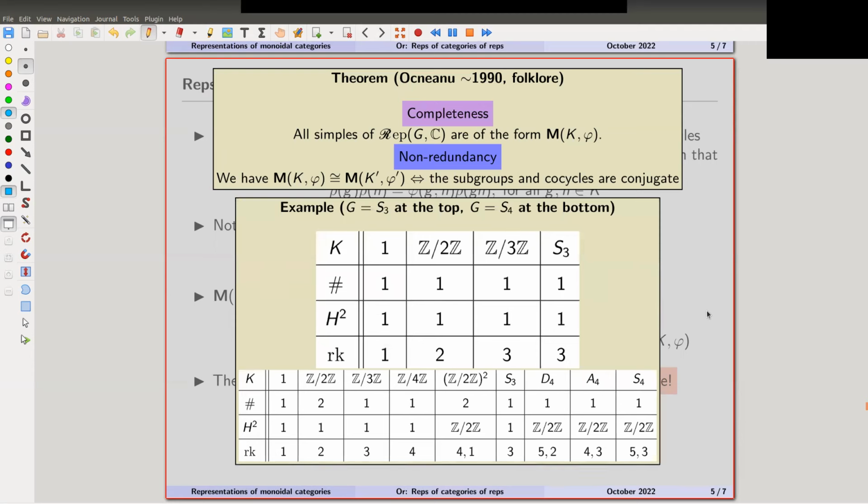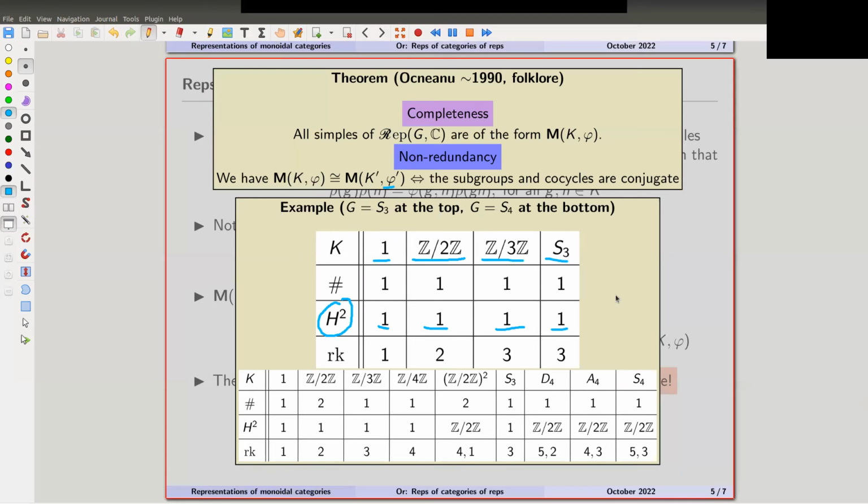So this is how it looks in practice. If you take S, let's ignore S4. S4 gets a bit more complicated, but this is a combinatorial problem. So for S3, at the top, you just list the subgroups up to conjugacy, and we already did that. And H2 is the obstruction set for the twists. It turns out to be trivial in this case. So in this case, you have 4 simple representations, 1 for each subgroup. And I've written down the ranks for you: 1, 2, 3, 3 in this case.